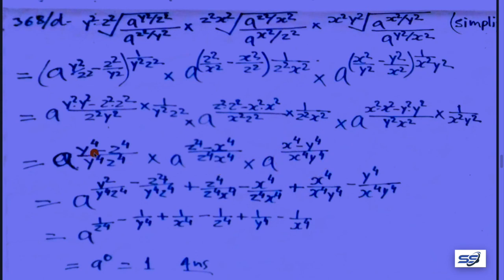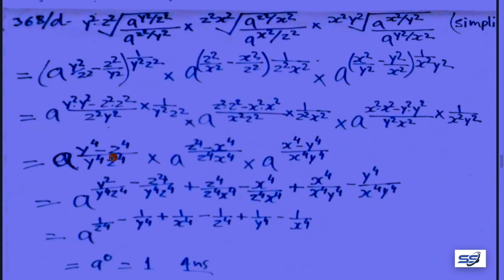So it comes to a to the power y4 minus z4 all upon y4 z4, into a to the power z4 minus x4 all upon z4 x4, into a to the power x4 minus y4 upon x4 y4. Here the base is the same, so the powers shall be added: a to the power y4 upon y4 z4 minus z4 upon y4 z4 plus z4 upon z4 x4 minus x4 upon z4 x4 plus x4 upon x4 y4 minus y4 upon x4 y4.